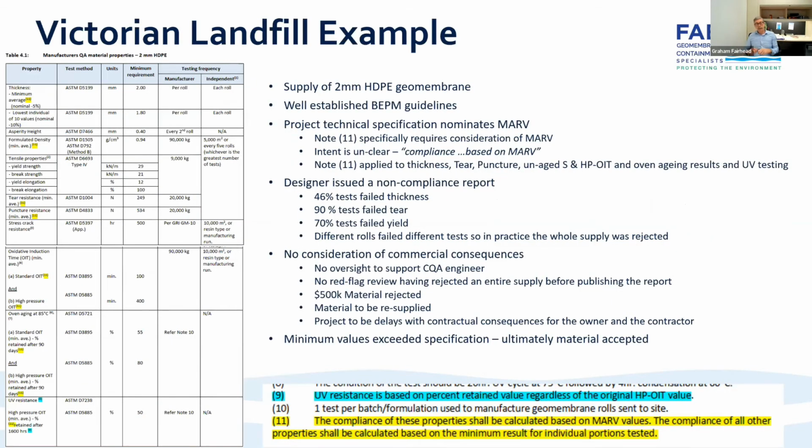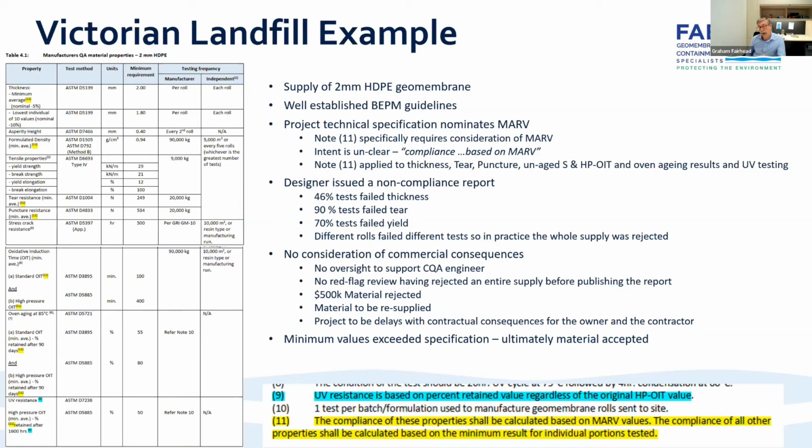And then this third example highlights the commercial consequences of this issue. This is a project from last year, a supply of 2 millimeter HDPE membrane. It was in Victoria, so this is a pretty mature marketplace in terms of some relatively strict specifications. It should be understood. At the bottom of the slide, you can see note 11. It very specifically says the compliance of these properties shall be calculated based on MARV values. Well, I think that's probably okay to understand. But does that mean that you apply that term to the measured results or in the manufacturing process? That's far less clear. And they've applied that note to quite a few properties, including OIT and oven aging and so forth, where there wouldn't be sufficient test samples to do that.